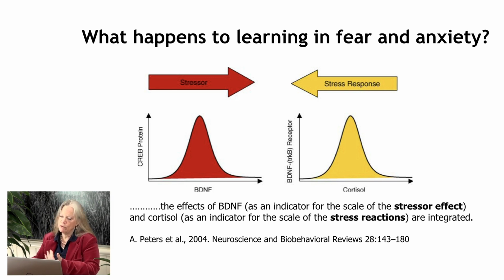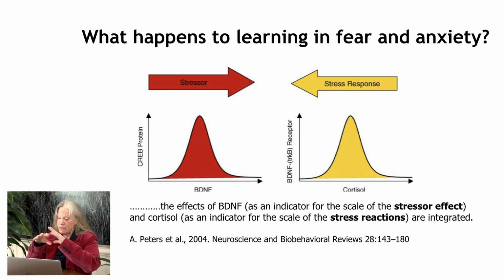And then when you compare the level of CREB, which is the red drawing, to the level of BDNF, you need a high level of CREB to transcribe proteins, and you need a moderate level of BDNF to transcribe CREB.